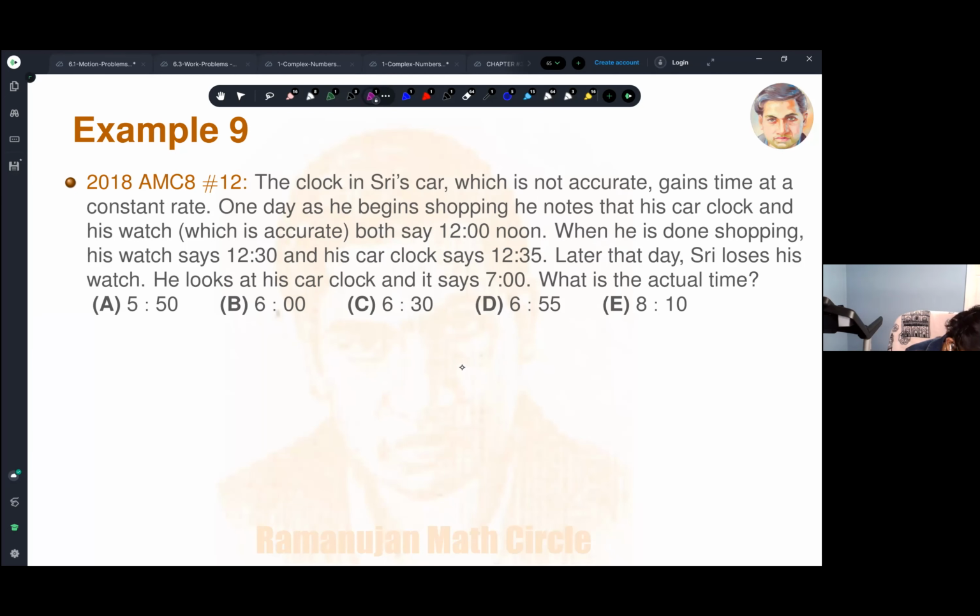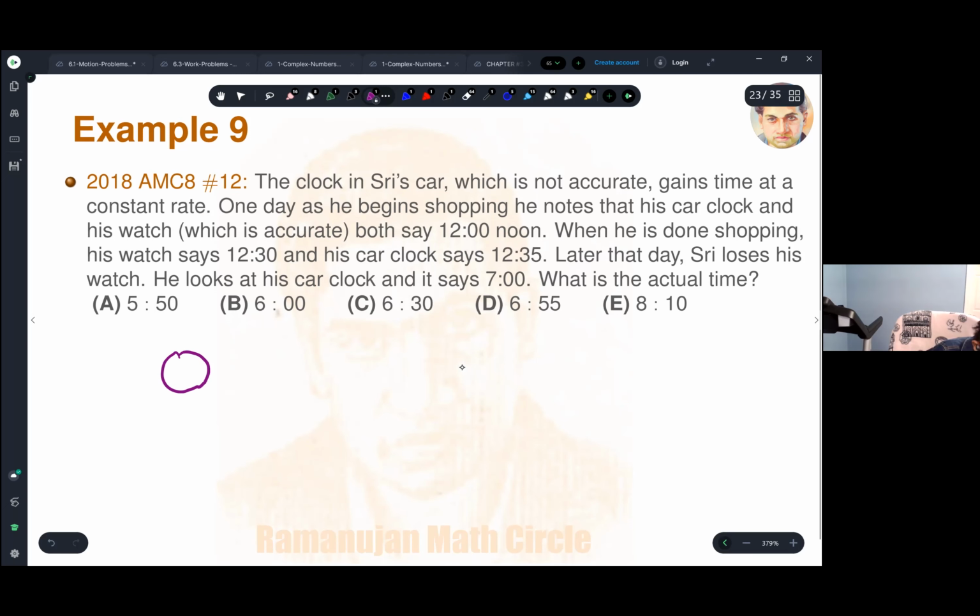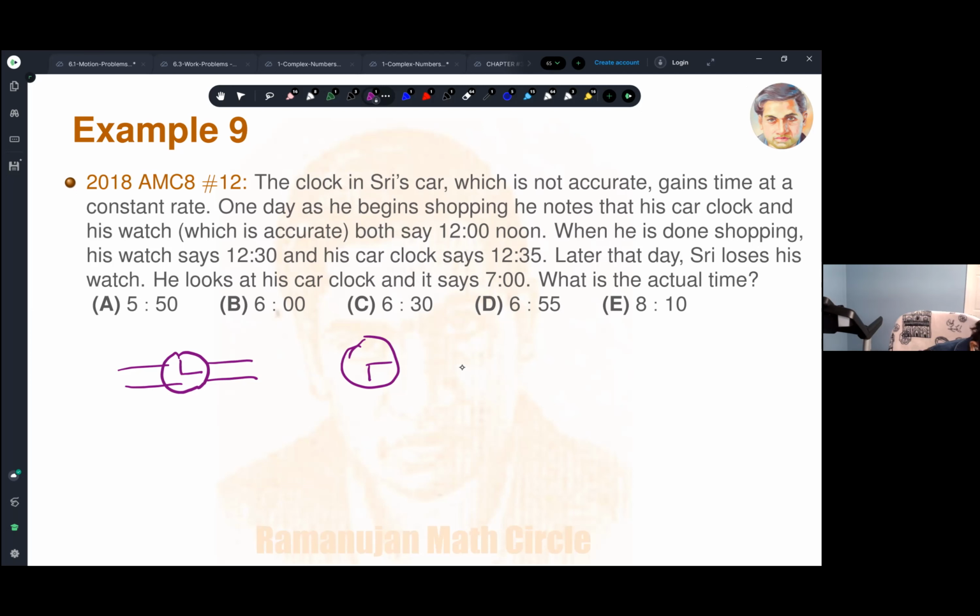Okay, so looking at this example, we see that there's a watch that she has, and this is the watch, and then the clock is like this. So they both say 12 p.m., right? And after he's done shopping, the watch says 12:30, and the clock says 12:35. So what we see here is that the clock passes 35 minutes when the watch passes 30 minutes.